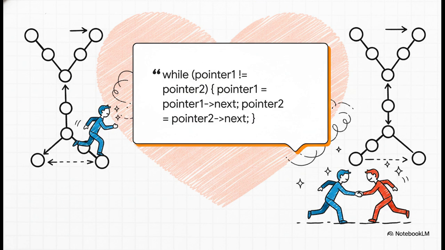It's so simple, but it's where the magic happens. It basically just says, hey, as long as our 2 pointers aren't the same, just move each one forward to the next node. This loop only stops when they finally land on the same spot, which, thanks to our clever head start, we know for sure is going to be the intersection. It's basically the code version of our 2 runners finally high-fiving.